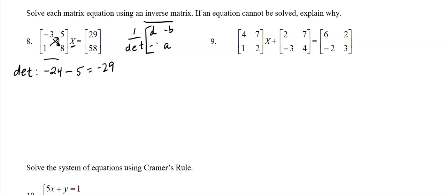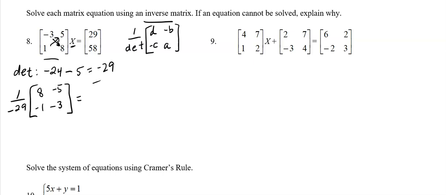So you're essentially going to be multiplying 1 over whatever the determinant is times this version of the original matrix. Make sure you change it up, and then you multiply by 1 over the determinant. So here's what it looks like: 1 over negative 29, multiplied by the matrix. Notice the negative 3 and the 8 are going to switch. The other two elements stay put, but they become opposites of what they are.